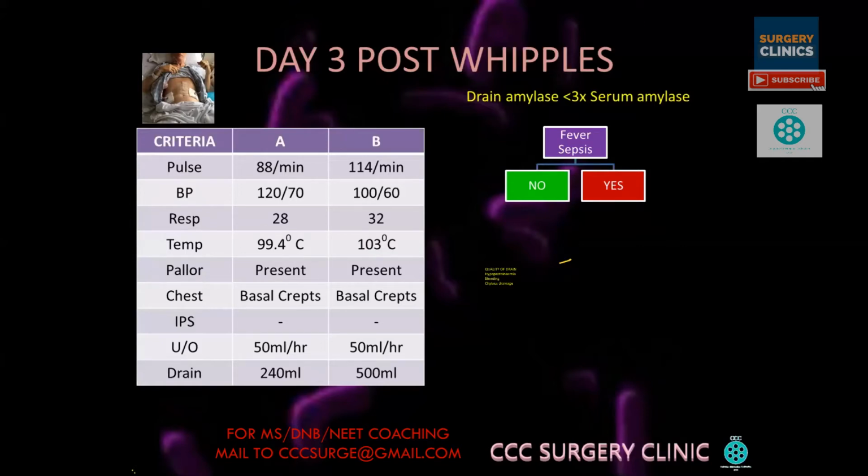His respiration rate is high. He's got temperature. He's got pallor. And his drain is 500 ml per hour. Urine output, this was wrong. He has a urine output of around 35 ml per hour. So what are you going to think? If it's turbid, you might think of an infective collection.